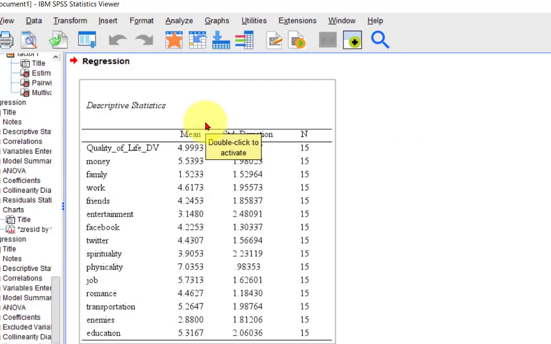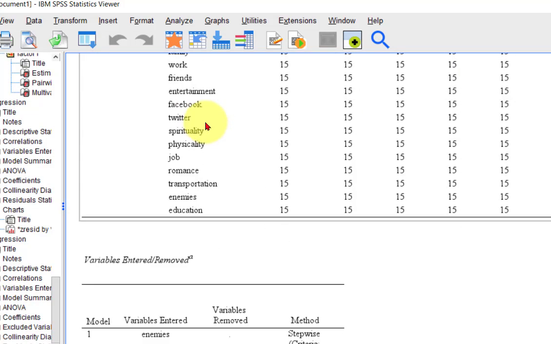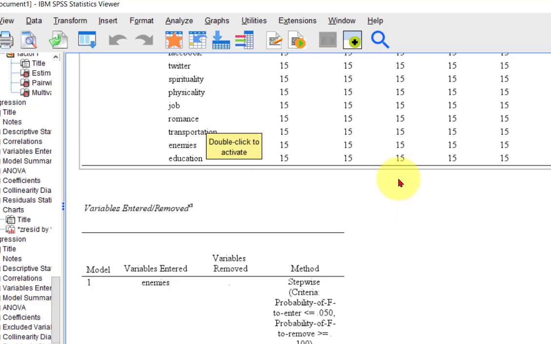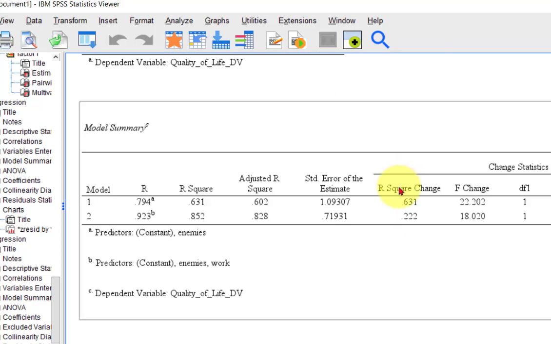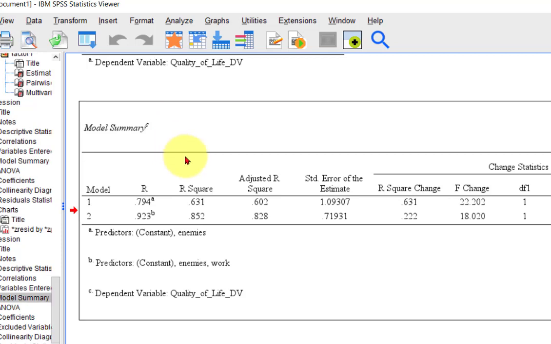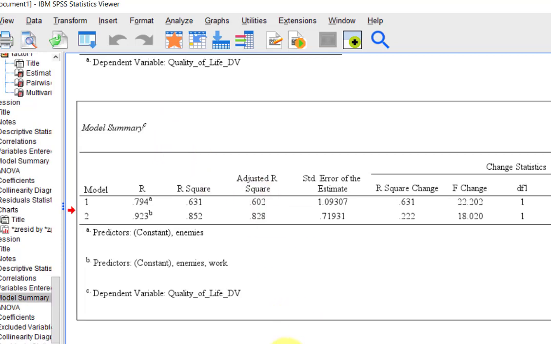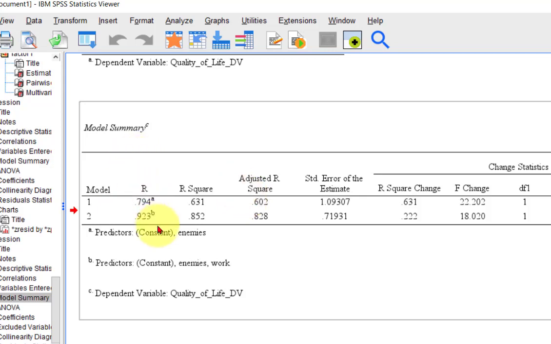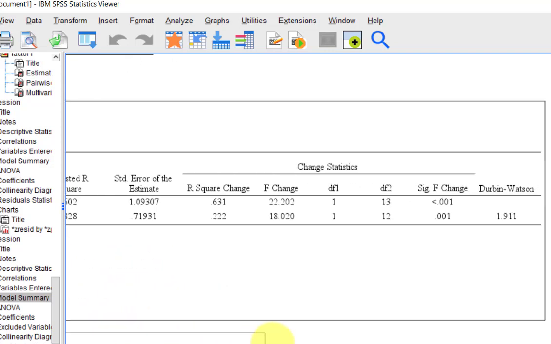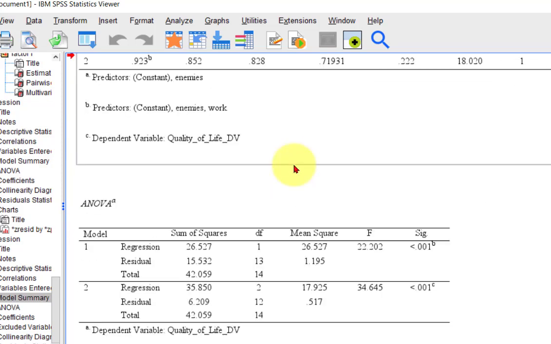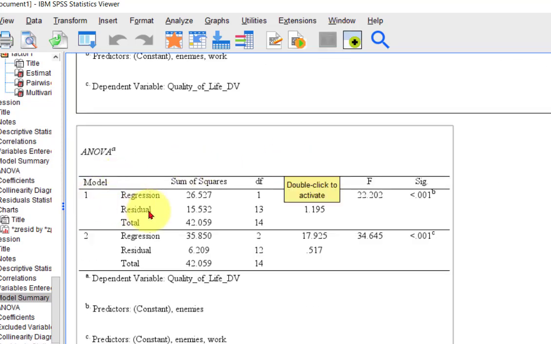So there's the means, which we don't really care for in a regression model or correlation. Correlation, this is important, but not that important at this time. So this basically tells us right here, model summary. This is the first variable that it found. It was enemies. Enemies is a significant predictor of quality of life. And in the second row here is the second variable. It added work. So according to this, only enemies and work are significant predictors. That's how that works. And the first ANOVA with enemies only is significant. The second model with enemies and work is significant.